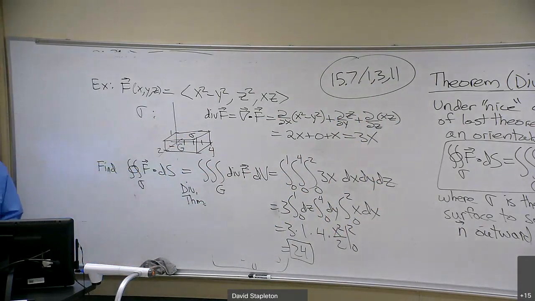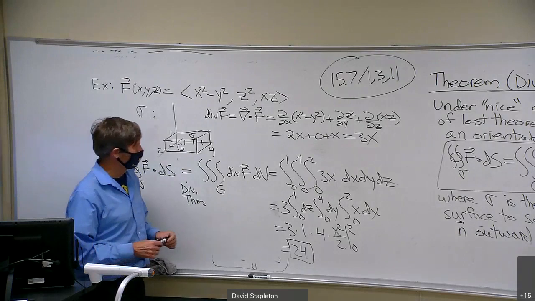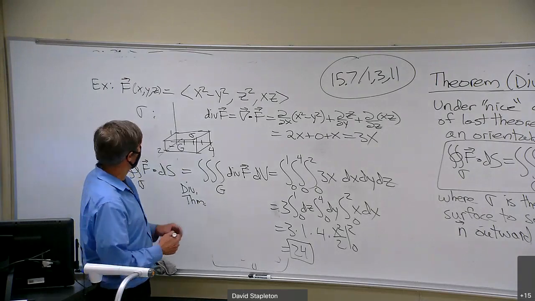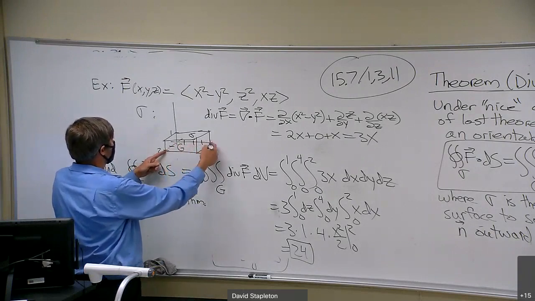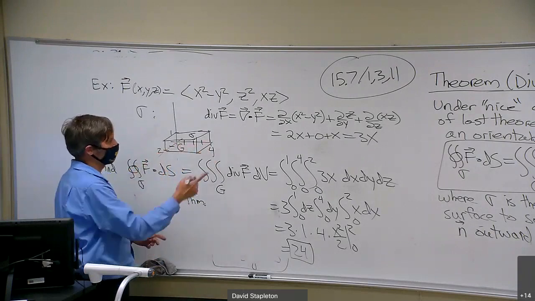Explain the bounds in the last part with 3x, like those 0 to 1, 0 to 4. How'd you get those bounds? Oh, again, from the box. I'm just saying, if I integrate over the solid, x goes from 0 to 2, y from 0 to 4, and z from 0 to 1. Yeah, it was just given in the problem, that's all.